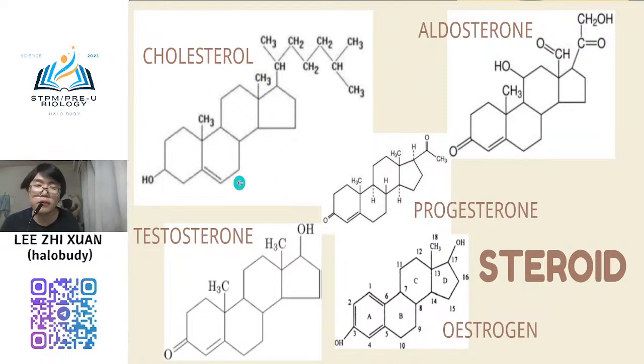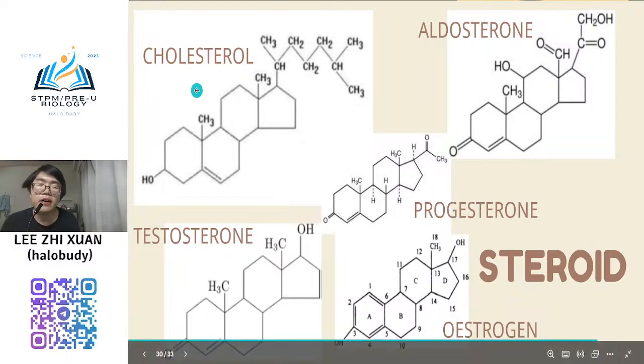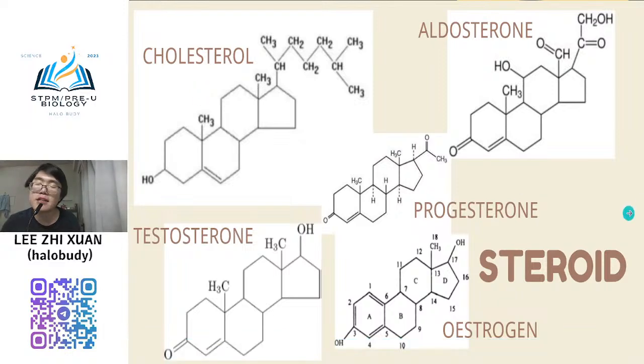Why? One year in the essay, MPM asked you to draw the structure of cholesterol. The question is like this: with the aid of a diagram, explain the structure of cholesterol. They need you to draw a cholesterol, so you must memorize it. The others you don't need to, because in our syllabus they only mention cholesterol. The others I just let you know. Aldosterone, progesterone, estrogen, and testosterone are examples of steroid, but cholesterol you must remember.